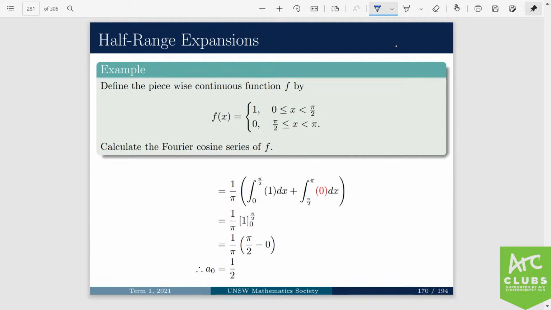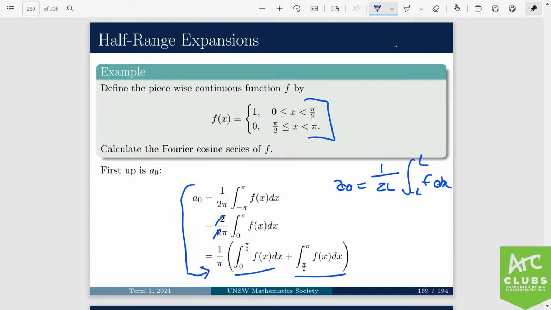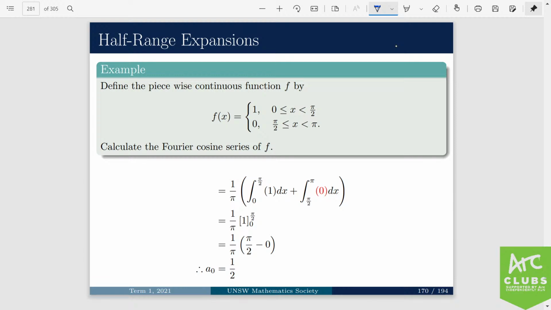Moving forward, we just evaluate. Between 0 and pi on 2, we've got 1. Between pi on 2 and pi, we've got 0, so that goes to 0. We're just considering this integral. The integral of 1 is hopefully not challenging. If it is, that's okay, still ask. We integrate that, and pi on 2 and 0 are our limits. Then we substitute in and multiply by pi, which gives us that A naught is a half. Cool, so we've already got one of our terms.